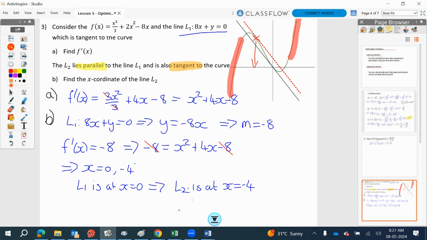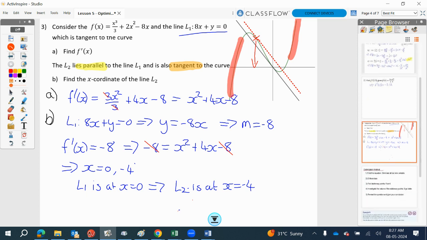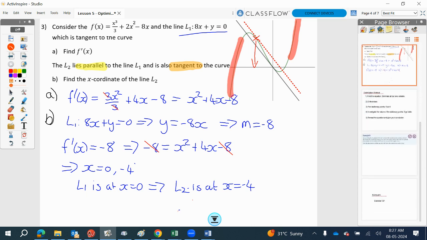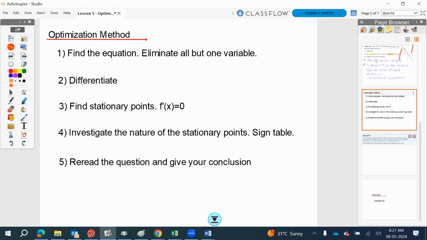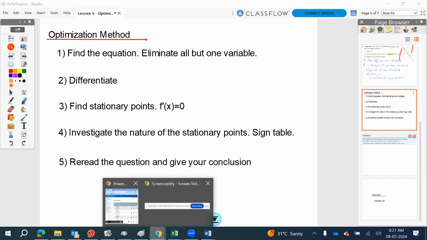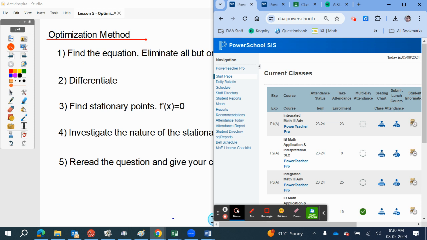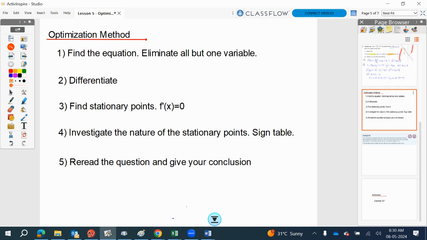Okay, let's move on. So that's a bit of revision, to prepare us for the major next week. Our new concept for today is the optimization method. We'll do a couple of lessons on this one. We'll do this lesson and next lesson. So the optimization method is here. This is what you want to copy down.